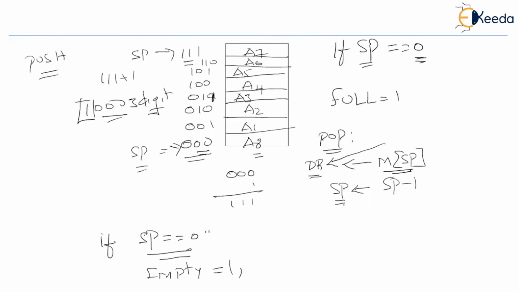After which SP will get decremented. That is, SP is equal to 110. Right? Now again the condition will get checked. If SP is equal to 0, now the condition fails because SP is equal to 110. Finally, after the final pop operation, that is, the element at 001 is retrieved, the stack pointer will be decremented to 000. At that time, this condition gets satisfied. The SP will be equal to 0. At that time, empty will be set to 1 and full will be equal to 0.